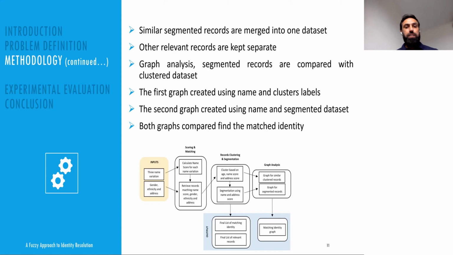In the graph analysis, the segmented records are compared with the clustered records. The graph analysis is a layer-based approach, so the first graph was created using the name and the cluster labels. That's kind of like a normal visualization of the clusters and the names available in those clusters. And the second graph was created using the name and the segmented data set, so the names that are linked with the different addresses. And then the third step was to compare both graphs to find the matched identity out of all the entities, or the false identities were retrieved.